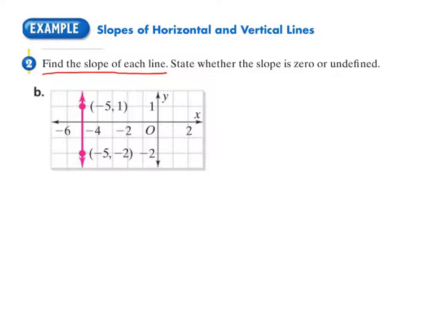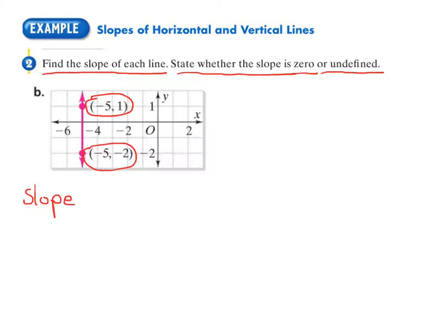Find the slope of each line. State whether the slope is 0 or undefined. Let's look at this line. What are the 2 points? The negative 5, 1 and negative 5, negative 2. So let's find the slope. Slope is change in the y coordinates. So let us start from this point first.